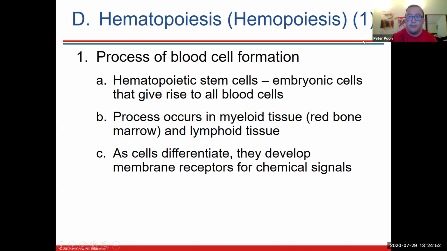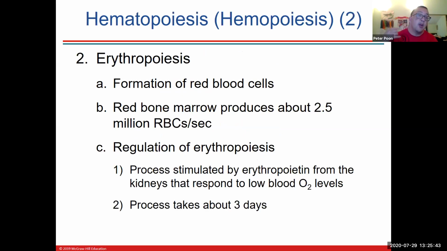All right. Couple of things. Hematopoietic stem cells. So these things that form blood, hematopoietic stem cells or hemopoiesis, occurs in red bone marrow. Okay, and the cells differentiate. They develop memory receptors for different signals and processing. So first one, erythropoiesis. Formation of red blood cells.